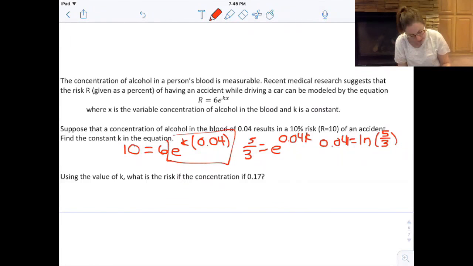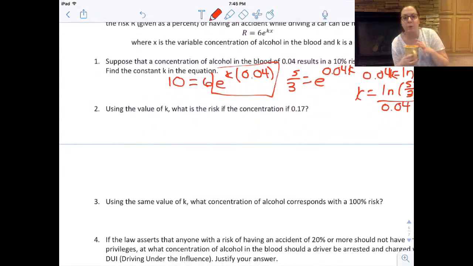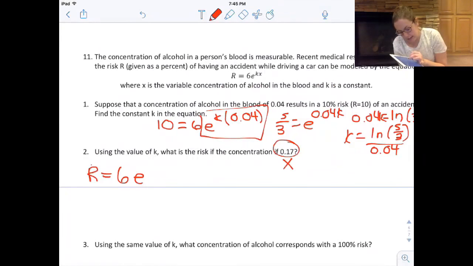Now it says using k, what is the risk if the concentration is 0.17? This is your concentration, so that's x. So now it's saying, okay, figure out R if we know that that's our concentration. So k is that number, ln of 5/3 over 0.04, times 0.17. And that's a very high level of blood alcohol content. So the risk there comes out to be 52.602748441%. So more than 50% chance there that you're going to get into a car accident.